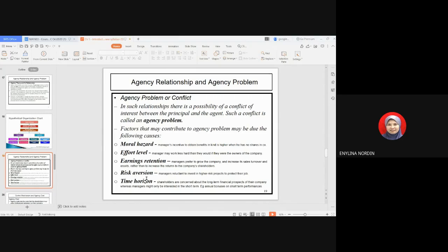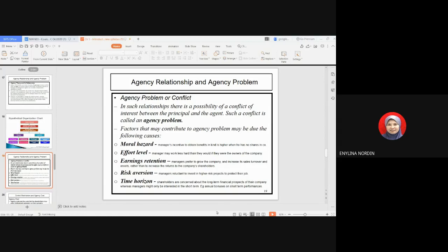Right. Another one is risk aversion. Maybe the managers are reluctant to invest the company's money in a higher risk project, to protect their job, because they are afraid the new project will turn out to be a loss to the company. Jadi it will affect their income, it will affect their career in future. Jadi they want to avoid those, so managers prefer to keep the money or invest in low risk investment, because we believe that if we invest in a high risk project, definitely the returns from that higher risk project are higher, kan, or more. Okay.